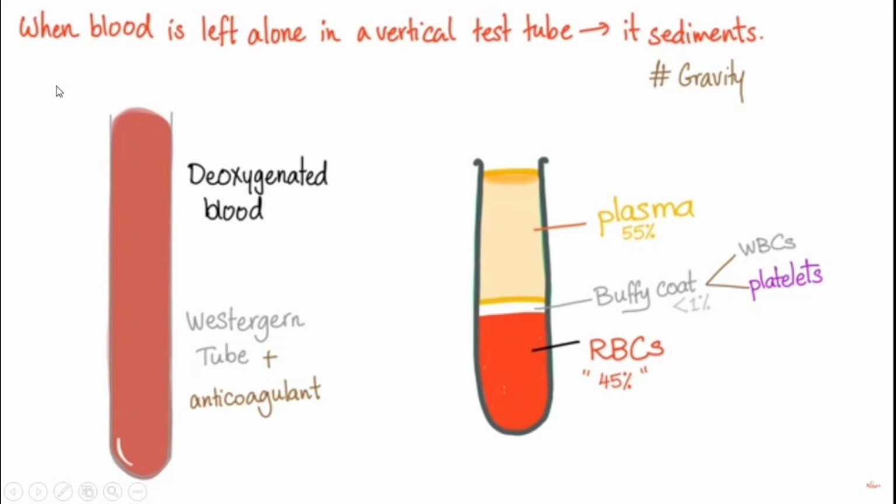So the principle is, when the blood is left alone in a vertical test tube, it sediments because of gravity. So if we take the deoxygenated blood from the vein and put it into the Westergren tube along with an anticoagulant, then the red blood cells and the white blood cells present in the blood will sediment or settle at the bottom.